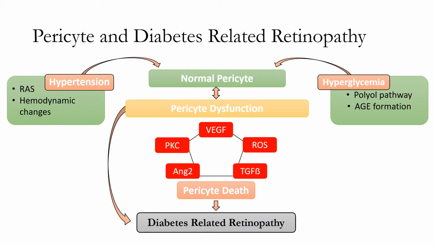If hyperglycemia and/or hypertension are not optimized to normal homeostatic function, a cascade of events may commence that will result in pericyte dysfunction from various factors. If these factors remain unmanaged, pericyte dysfunction will eventually lead to pericyte death. Diabetic retinopathy may begin at this early stage of pericyte dysfunction.